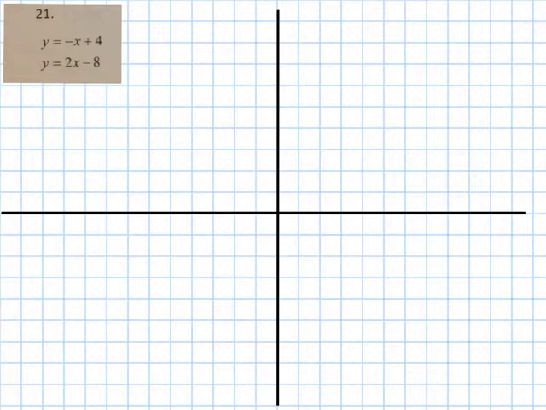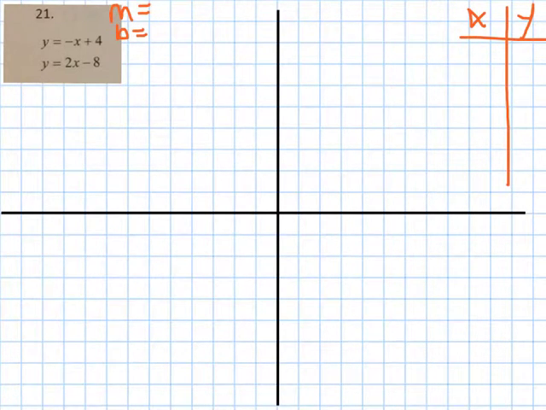Okay, they would like you to graph in 21. They want you to graph these two linear equations and name their solution. So y equals negative x plus 4. The first thing I want you to do is get used to doing my m equals and my b equals, or you create a table and you say, all right, my x and my y, and you have to have 3 or more points. So it's your choice on what you would like to do, either the m and b or your x and y.